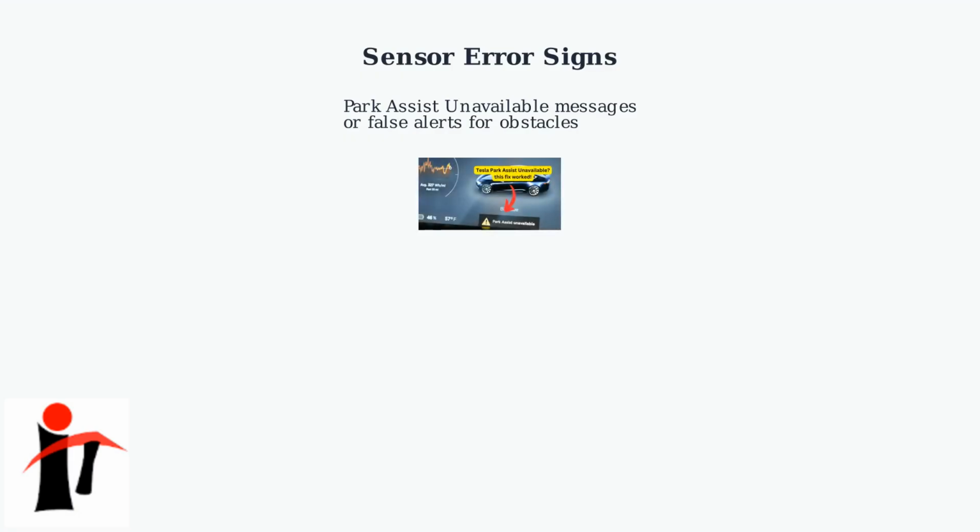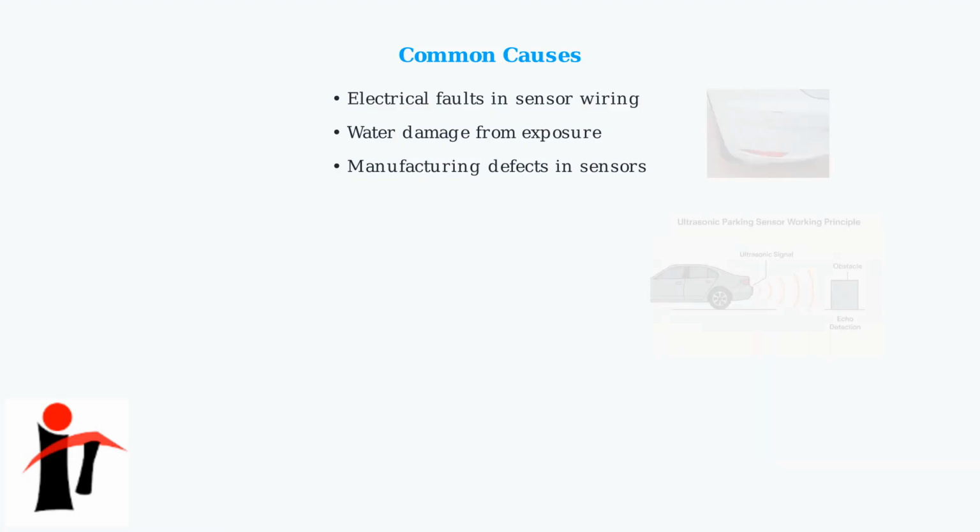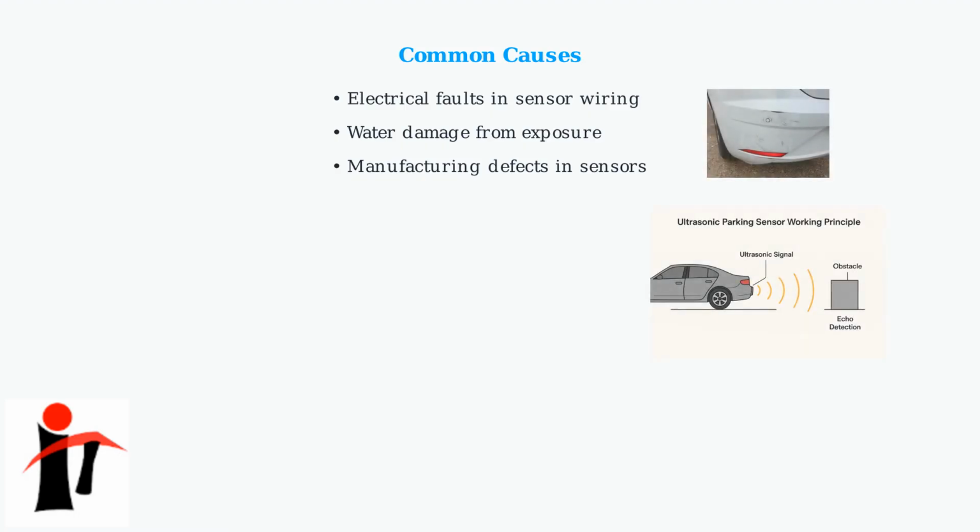Sensor errors in Tesla Model S Park Assist typically appear as Park Assist unavailable messages on the dashboard or false alerts that detect obstacles when none exist. These errors are commonly caused by electrical faults in the sensor wiring, water damage from driving in wet conditions, or manufacturing defects in the ultrasonic sensors themselves.